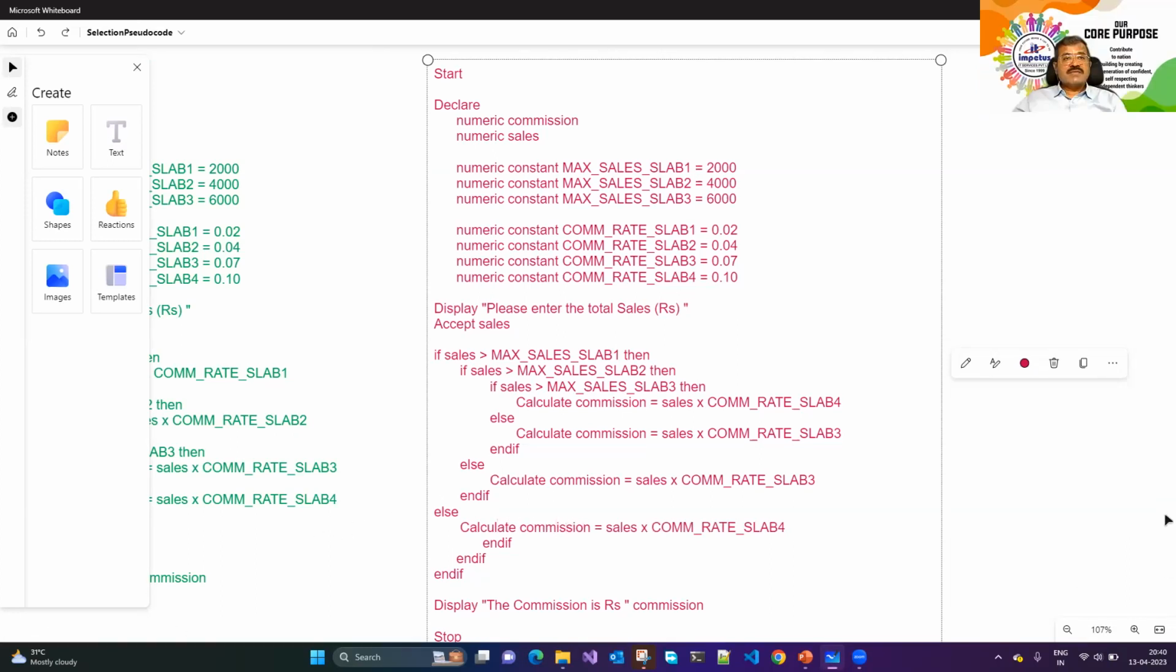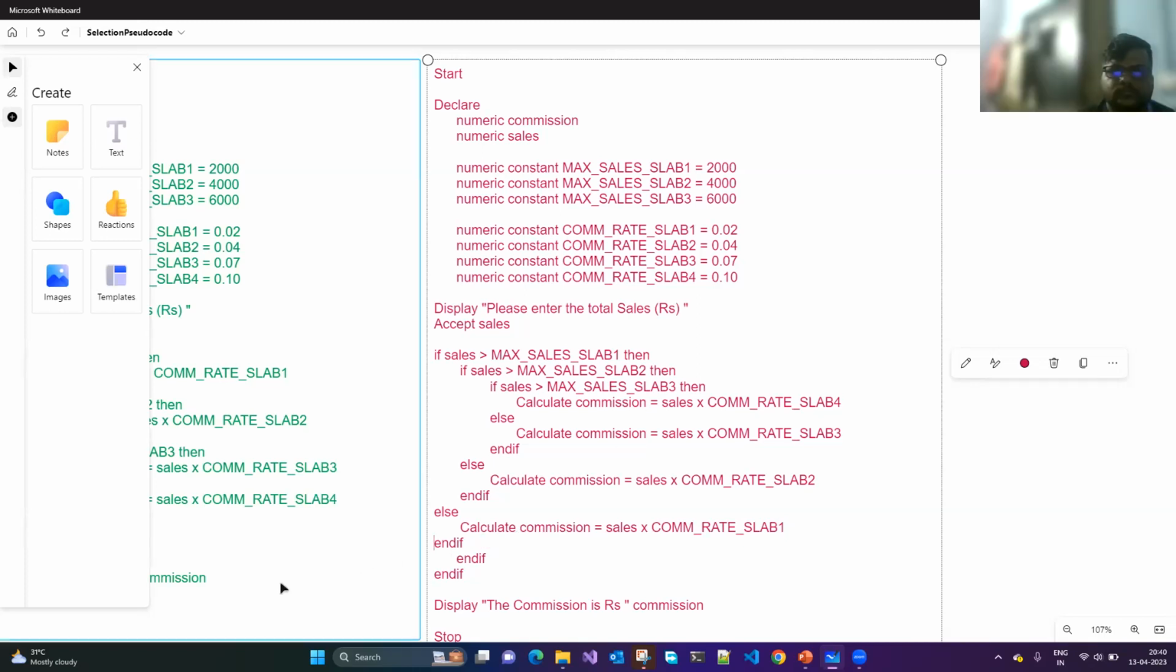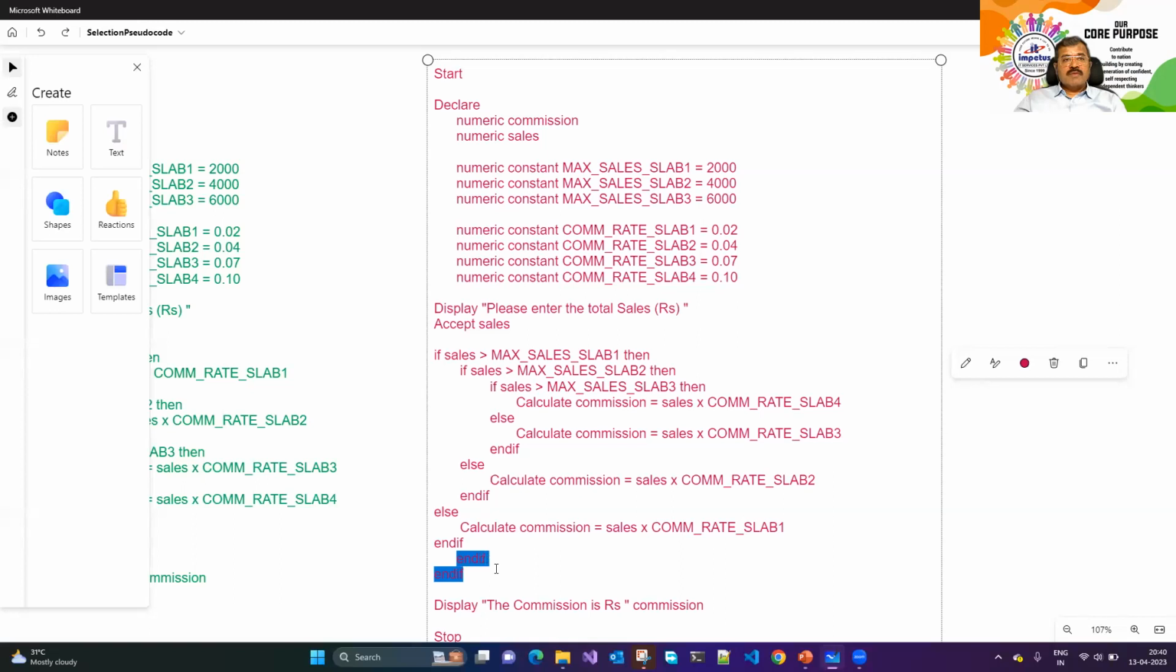So in that case, you will be calculating commission at the rate of, this was slab 3, this was slab 2, this will now be slab 1. Yes, sir. Then we'll have ended. Now tell me whether or not this will give you the right solution.